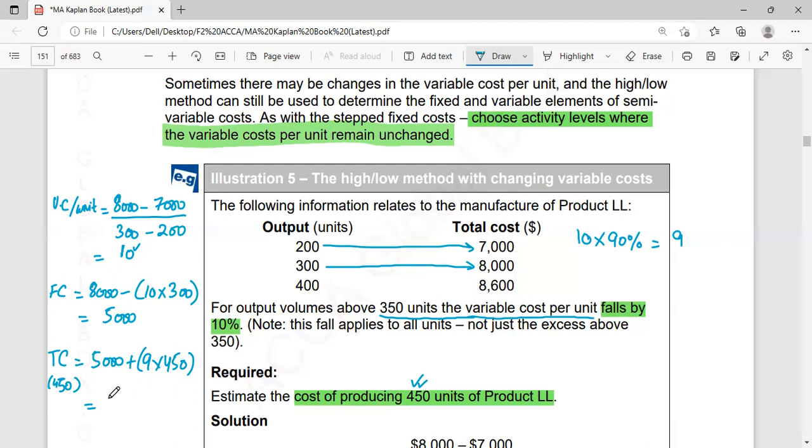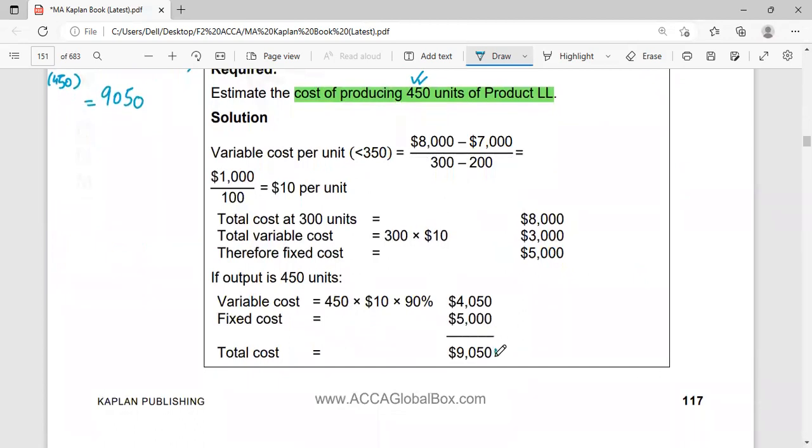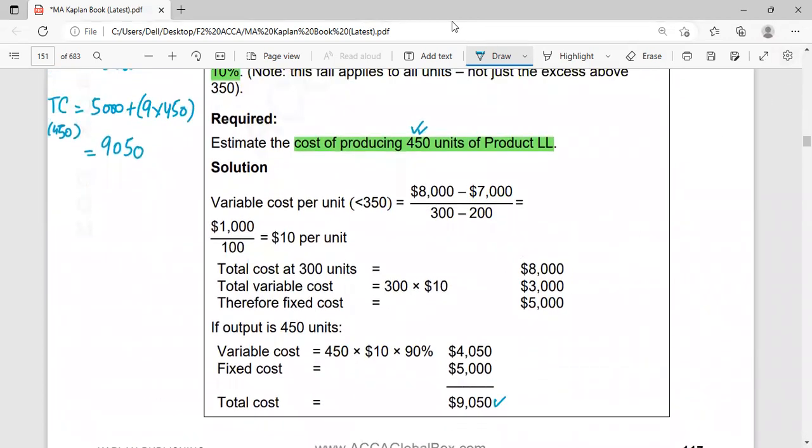It's 5,000 plus 450 times 9. 450 times 9 will give you 4,050, plus 5,000, 9,050. Oh, sorry, I just subtracted it. No, no, sorry, you have to add it. It's 9,050. So 9,050 will be your answer. Okay, clear? Yes, it's clear. Okay, so here he has also done this. So it's 9,050.